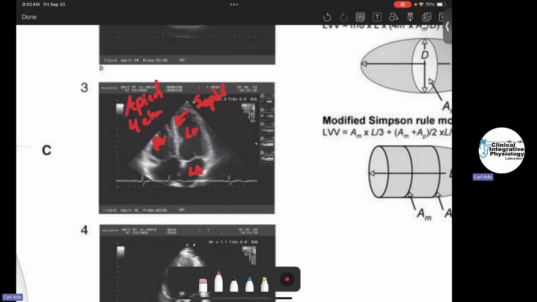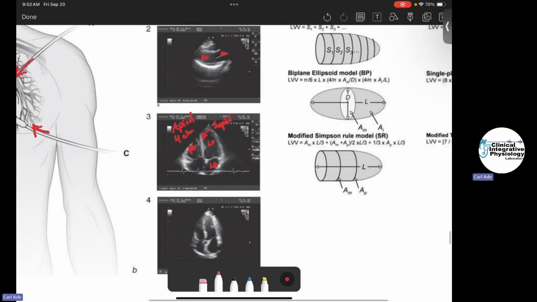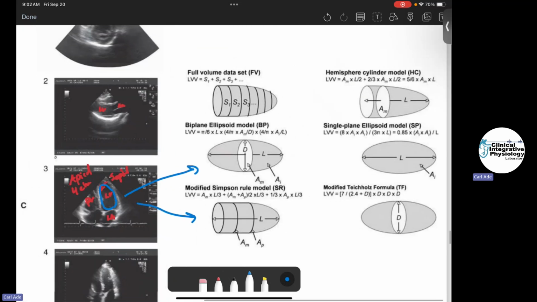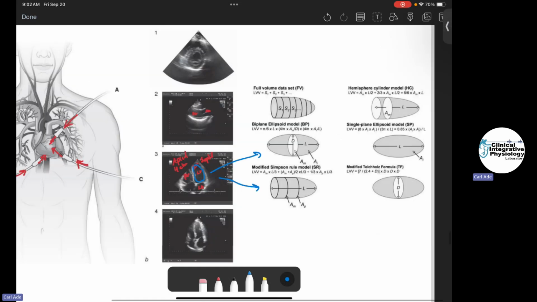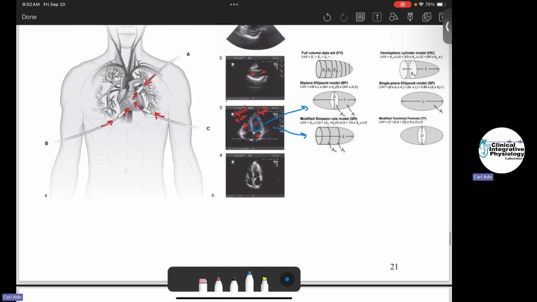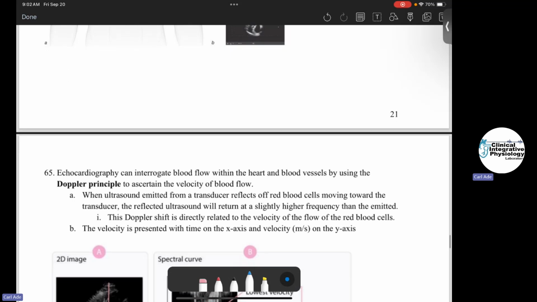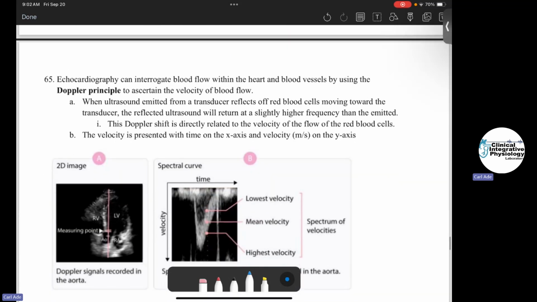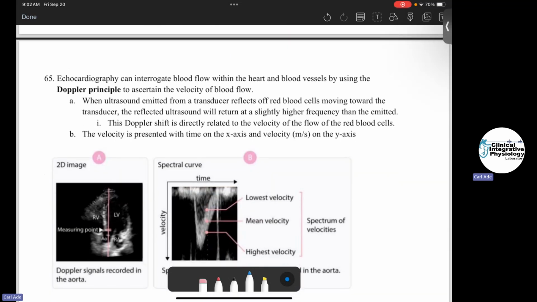Over here's the RV. We can actually go in and assess the volume of the left ventricle because it has a nice elliptical shape. There are different techniques out there for assessing the volume of that chamber from this 2D image. So we can see changes in end-diastolic and systolic volume, and calculate stroke volume at rest, during exercise, and in disease.